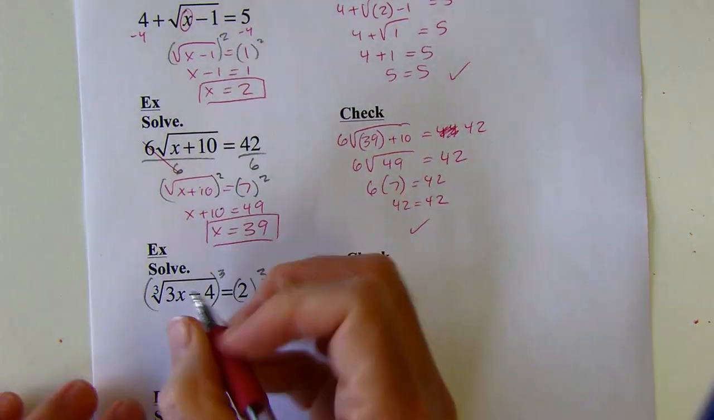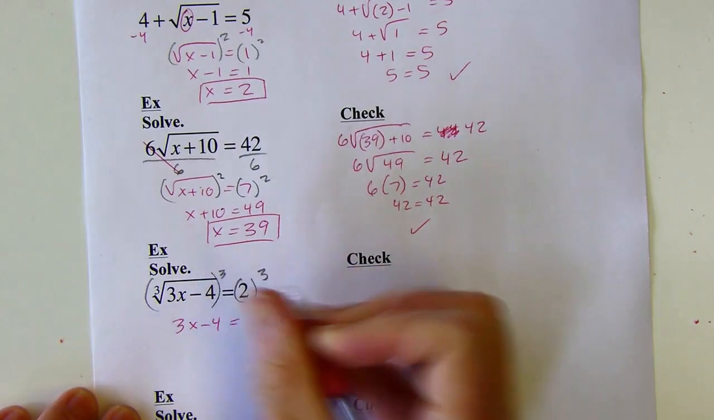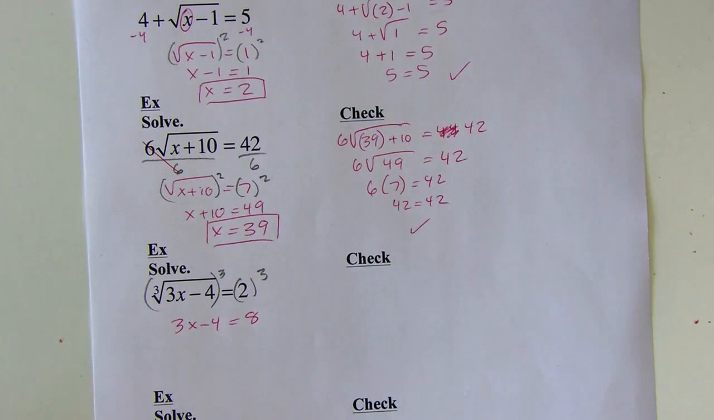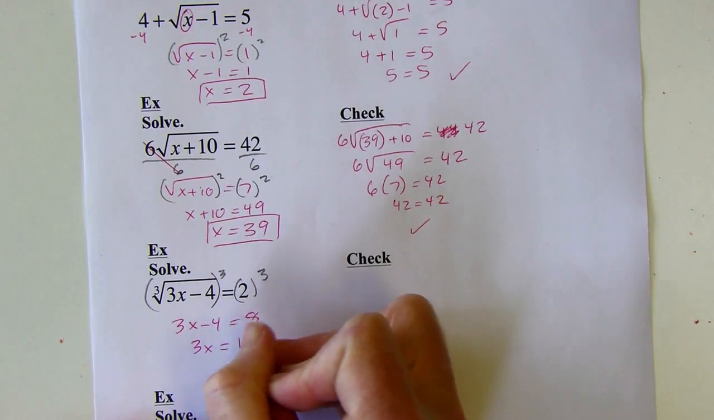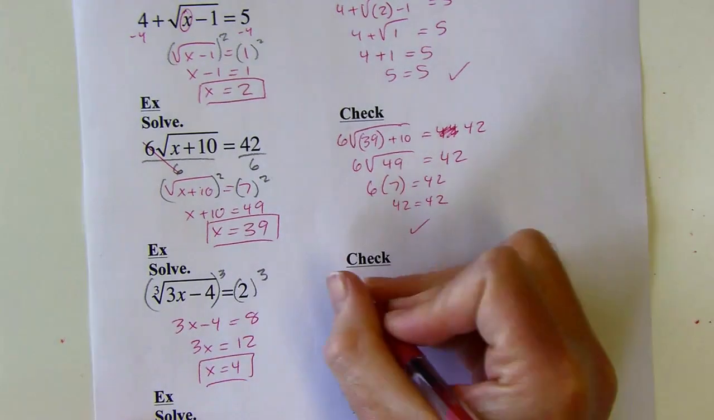Okay, so then that's going to give me 3x minus 4 is going to equal 2 to the third. 2 times 2 times 2 is 8. And then I just solve the equation. So add 4 to both sides, then divide by 3. Okay, and I still want to check this.